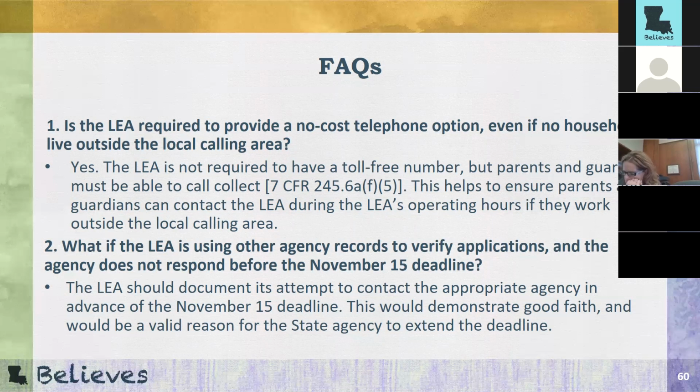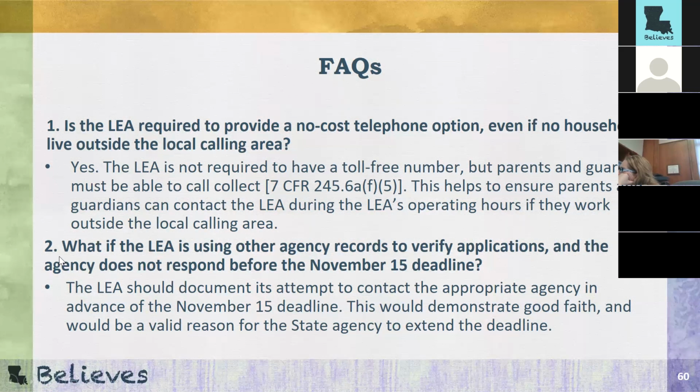The LEA is required to have a toll-free number, but parents and guardians must be able to call collect. This is found in 7 CFR 245.6(a)(5). This helps to ensure parents and guardians can contact the LEA during the LEA's operating hours if they work outside the local calling area.